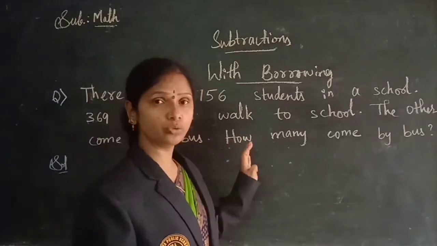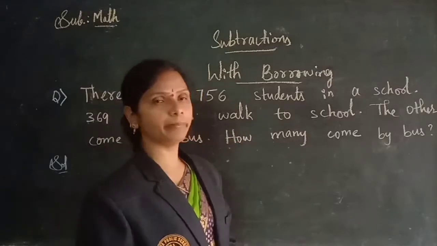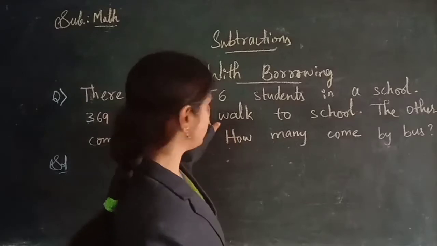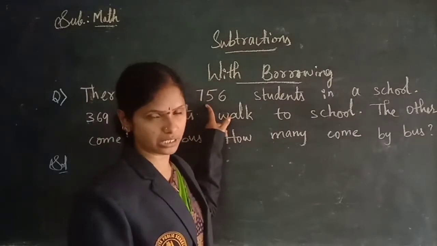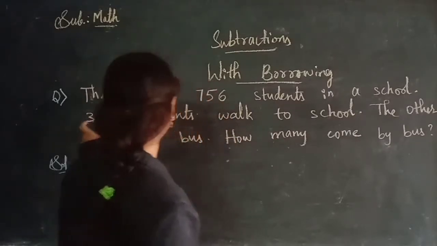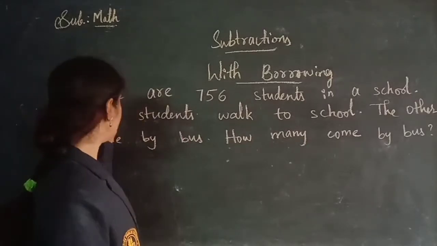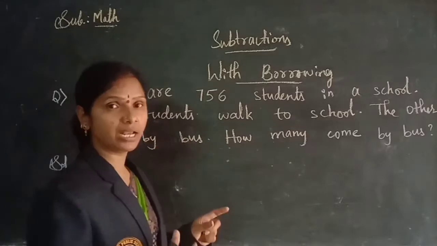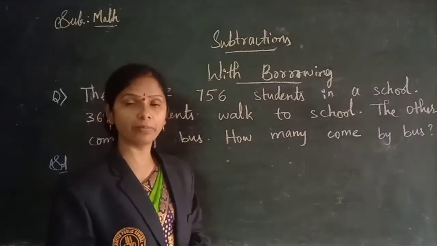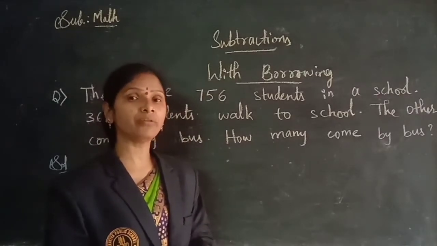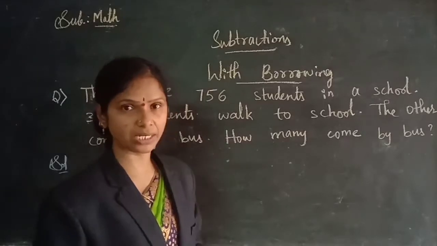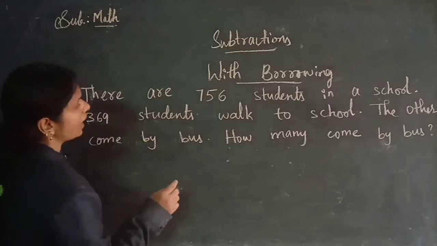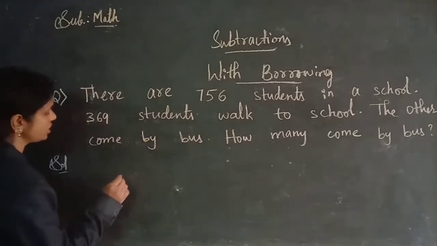So what do we need to do in this problem? How many come by bus? Means we are finding the remaining number here. In total 756 students are there. From that 756, 369 children are coming by walk. It means the remaining other students are coming by bus here. So when you are finding the remaining number, you need to subtract, children. Okay, come on, let's solve this step by step by doing the subtraction.